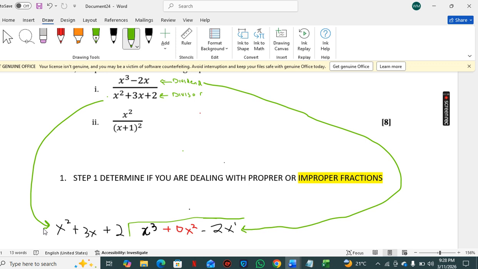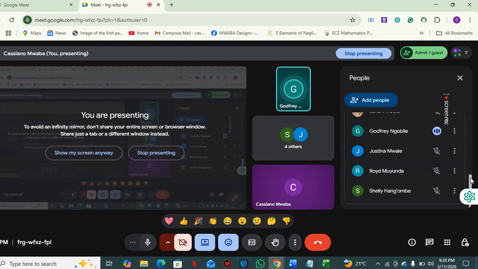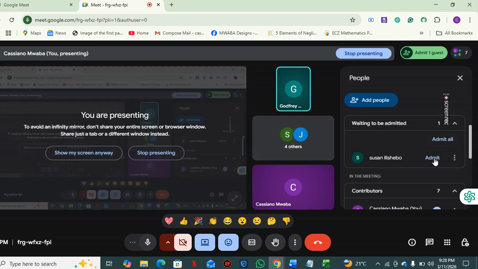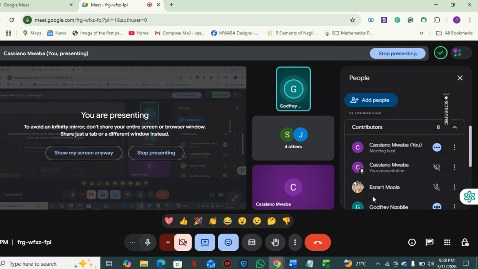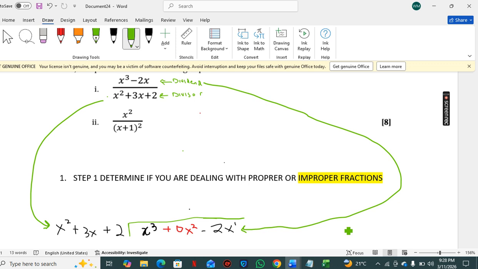So I have a question on the dividend. 3x to the power 3 plus 0x to the power 2. That one in the middle. Yeah. As in where we got it from.